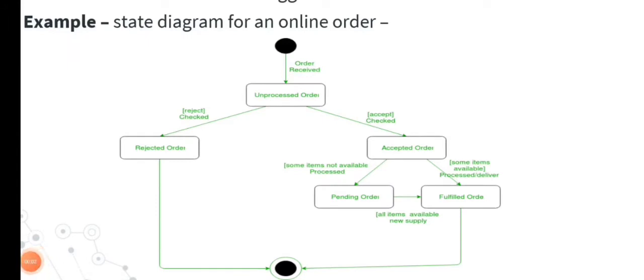Here we can see an example of a state diagram for an online order. On the event of an order being received, we transit from our initial state to the unprocessed order state. And the unprocessed order state is then checked. If the order is rejected, we transit to the rejected order state. If the order is accepted and we have items available, we transit to the fulfill order state. If items are not available, then to the pending order state. After orders are fulfilled, we transit to the final state.